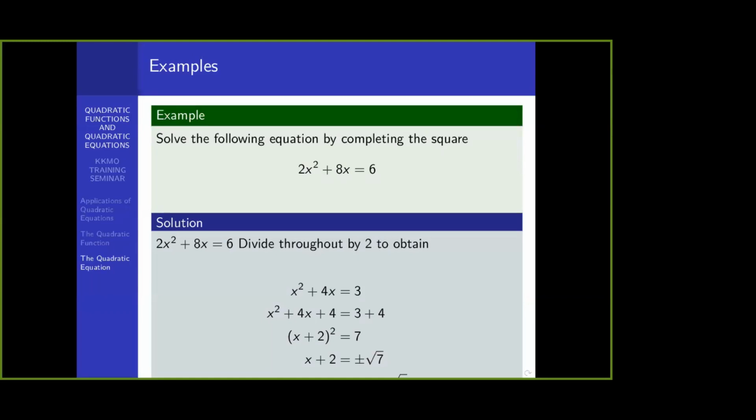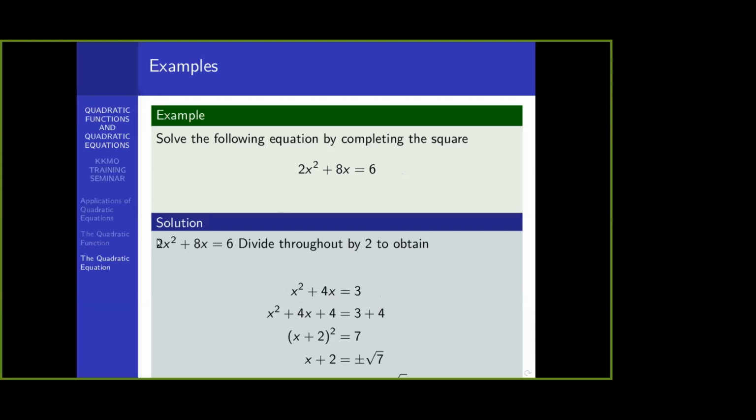Here is another example for solving by completing the square. Completing the square simply means turning this into a perfect square, and any time that you have to add on this end to turn it into a perfect square, you have to add to the right-hand side as well to complete. And that's what we do here.